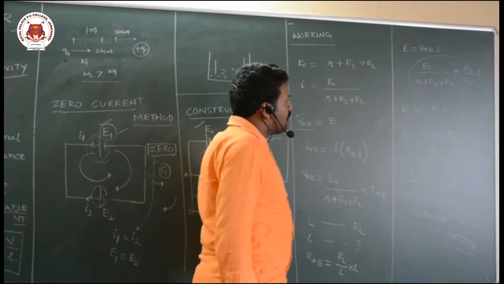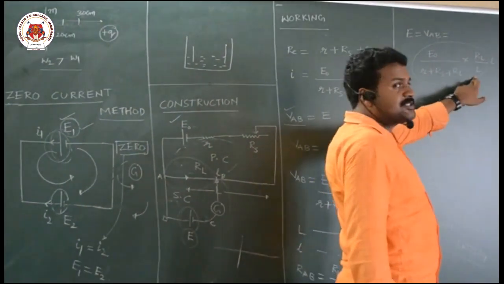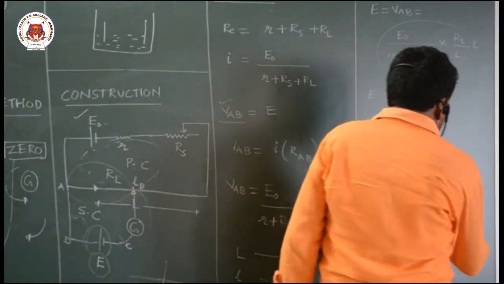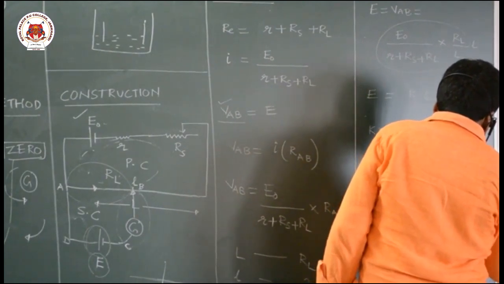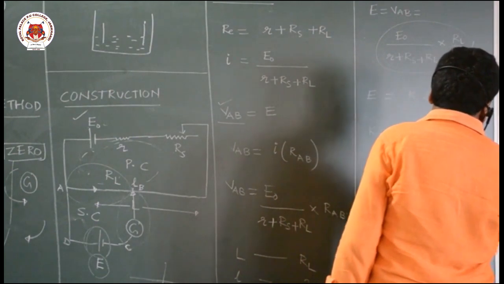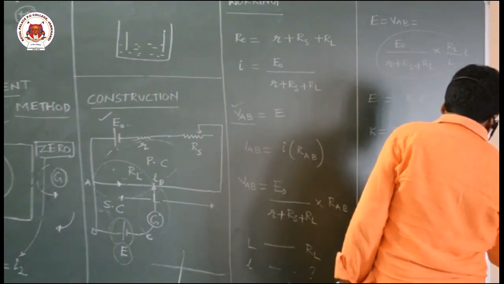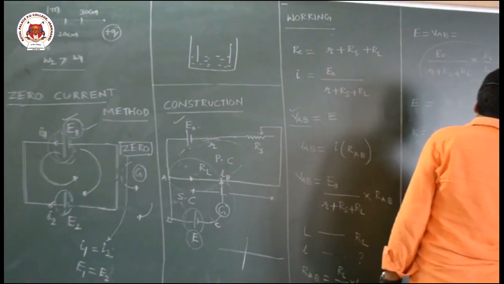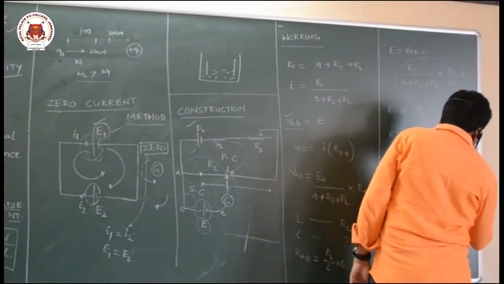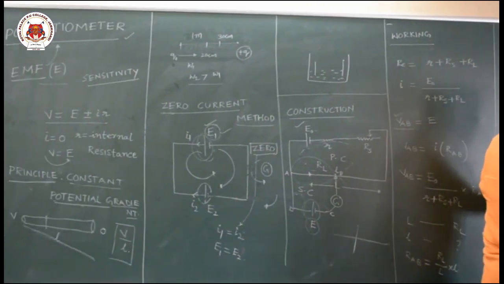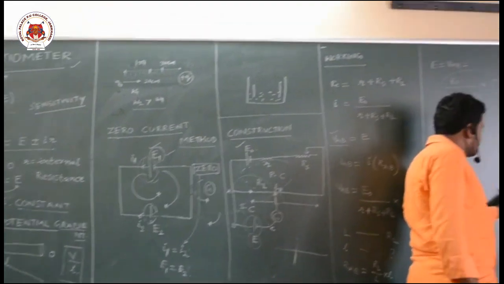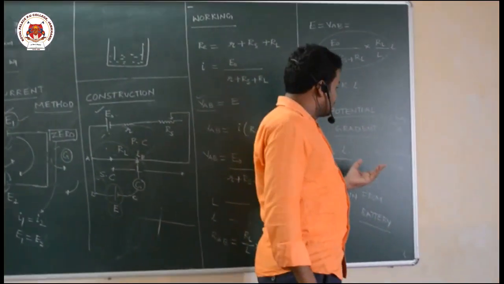So on which factor does the potential gradient depend? It depends upon capital L. Suppose the potential gradient is 0.002 milliamperes, that means I can measure 2 millivolts per meter, or 0.02 millivolts per meter. This also you can take per meter. So if it is 0.022 millivolts, I can measure from 0.002 millivolts also. So that is the principle.